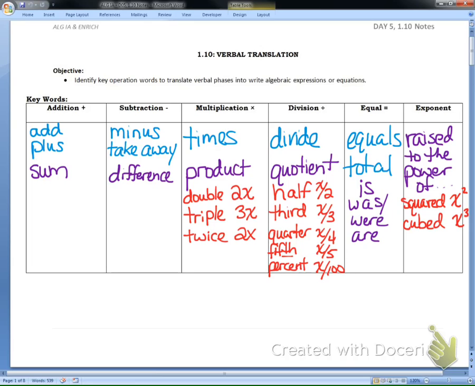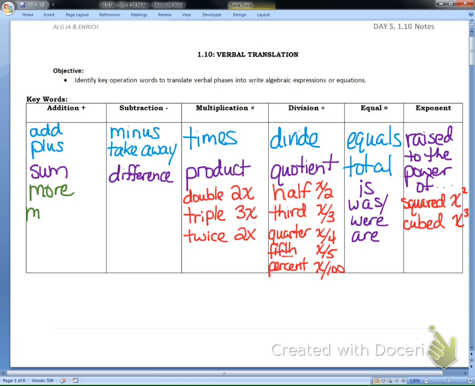Alright, so those are the red flag words. The words that mean what you're either multiplying, dividing, or raising the power to by. The next group of words I want to go over with you are the ones that are often used in word problems that deal with money.